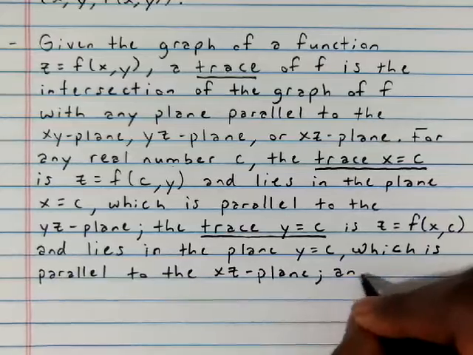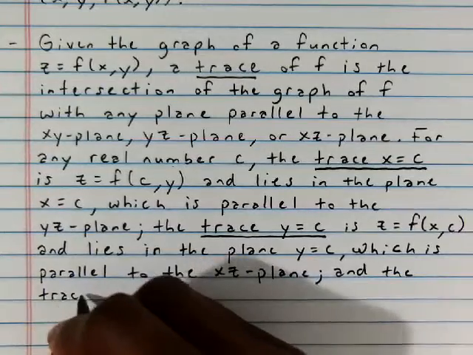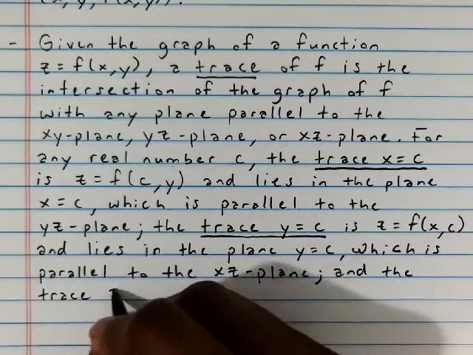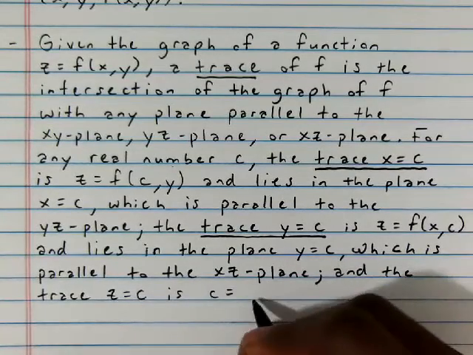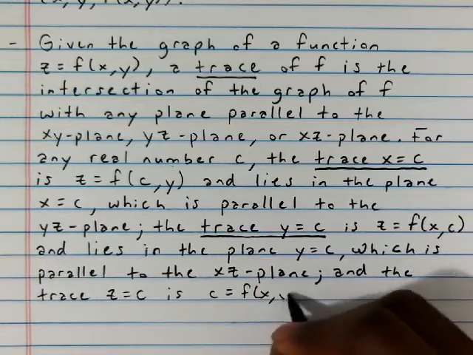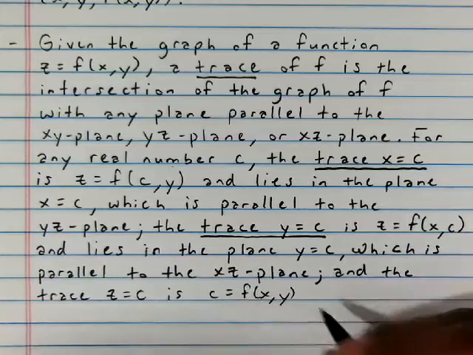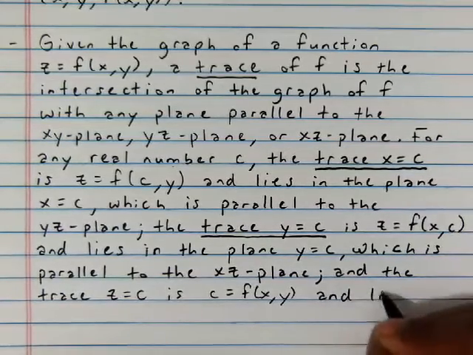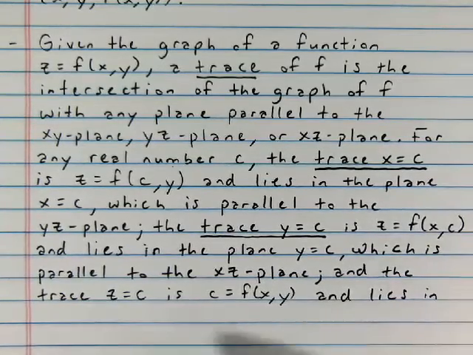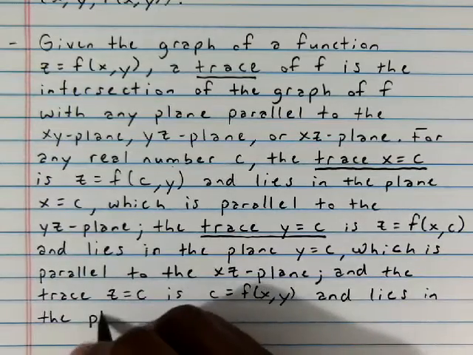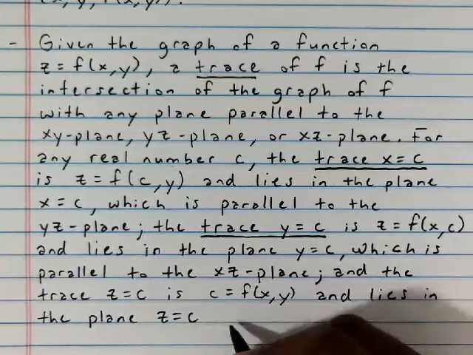And lastly, the trace z equals c is c equals f of x, y. So you take your function and you just set it equal to the constant c. And lies in the plane z equals c, which is parallel to the xy plane.